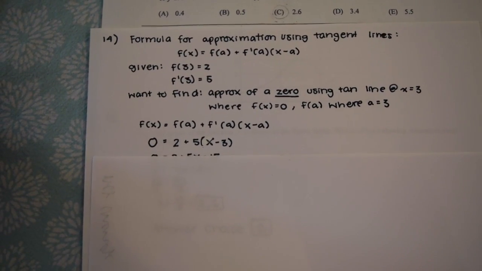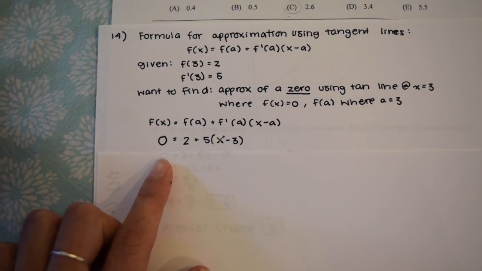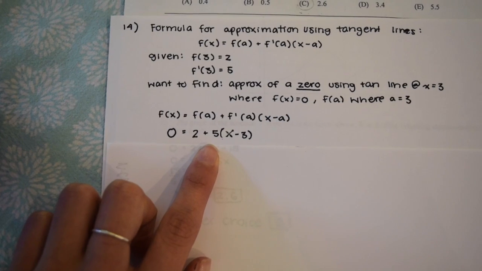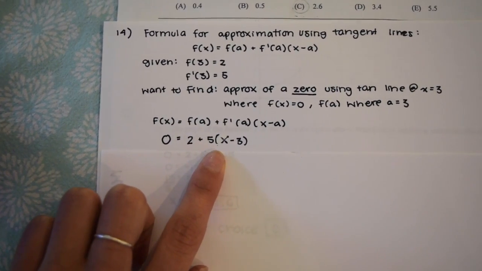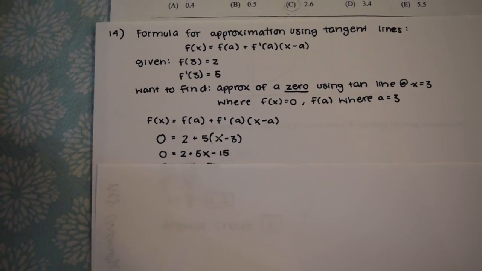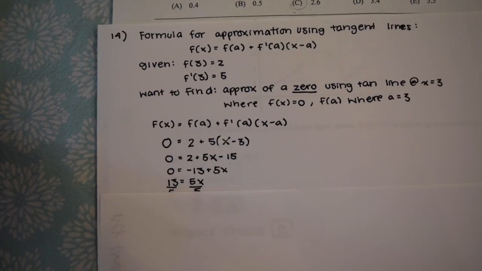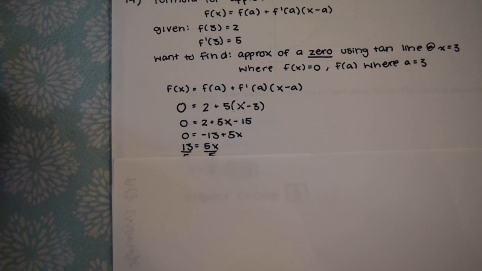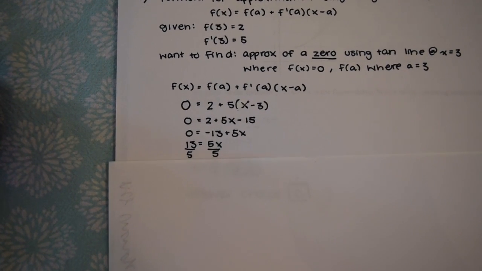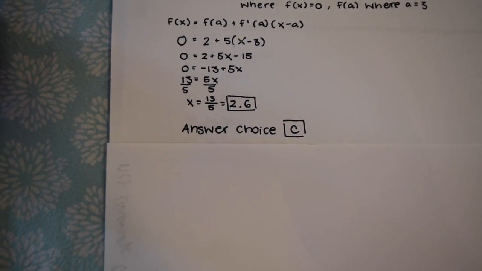So here's the formula again. And then we're going to plug in the information that we have and what we want to find. So here we have 0 because we're trying to find where x equals 0. 2, we get that from f of 3 equals 2, plus 5, which is f prime of 3 equals 5, times x minus 3. And then if we solve this formula, just distribute 5 through the equation, we'll get 2 plus 5x minus 15. Simplify this, add 2 and negative 15, and get negative 13 plus 5x. Add 13 to both sides and get 13 equals 5x. Divide both sides by 5, and we get x equals 13 over 5, or 2.6. And this is answer option C.